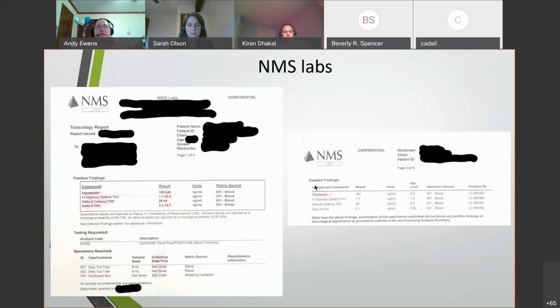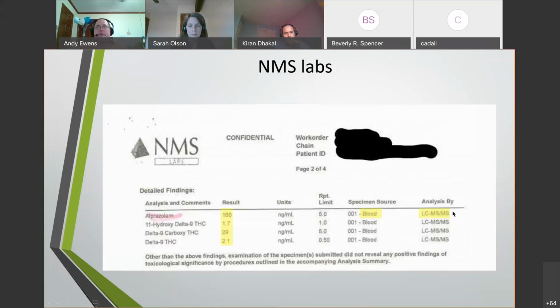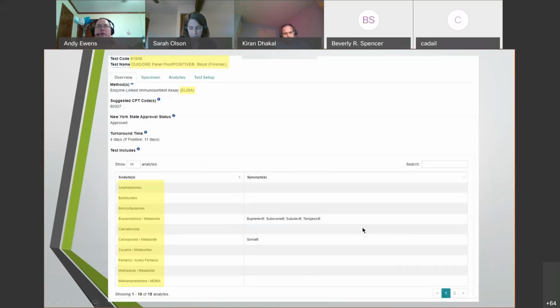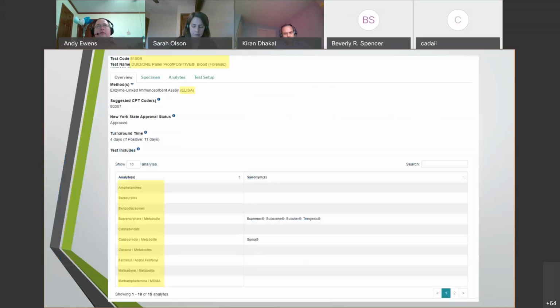And then more detailed findings, which is pretty much the same information as on the other table, but it does give you the assay that was used in the confirmation, which is LC-MS. So you can find all the information, but sometimes you need to go to their website and look up that assay to get some more details on what they actually did.